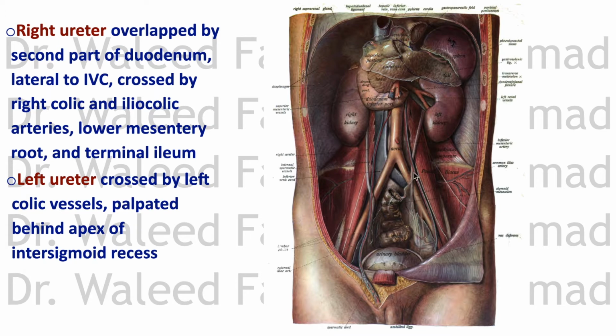And remember the surgical landmark, that is the apex of the intersigmoid fossa, between the limbs of the root of the sigmoid mesocolon. When you introduce your finger below the sigmoid mesocolon and go up at the apex and push back, you are on the left ureter. This is a surgical landmark. Of course, you can't see it in the surgical field because it's covered by peritoneum. It's a retroperitoneal structure.